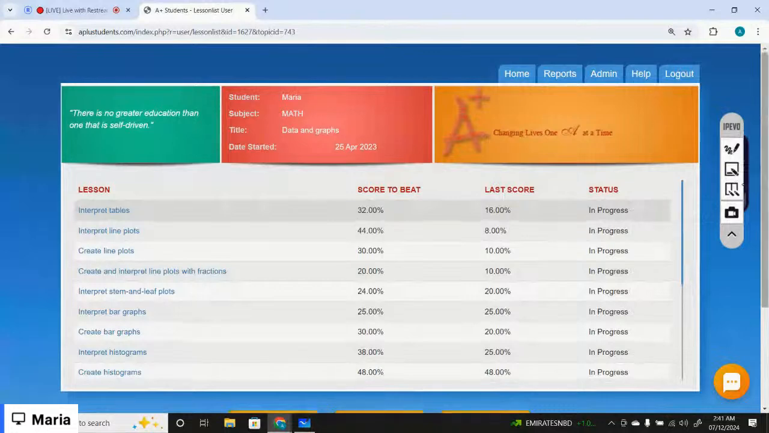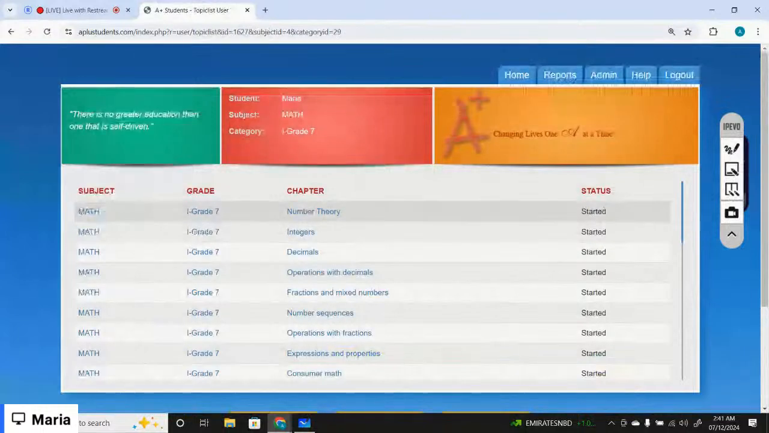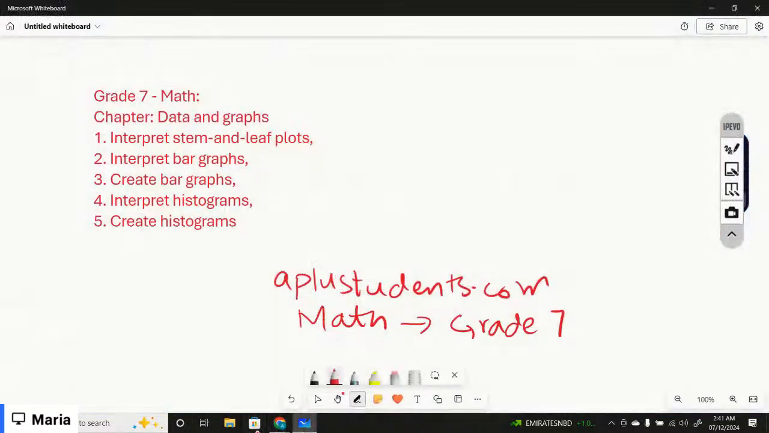Okay, you can complete the lesson by yourself later today. So we were working on grade 7 math. The lessons we have covered today are interpret stem and leaf plot, interpret bar graphs, create bar graphs, and interpret histograms. Create histograms we haven't done today. You can complete the practice questions for the lessons we have covered today. That is your homework until next session.